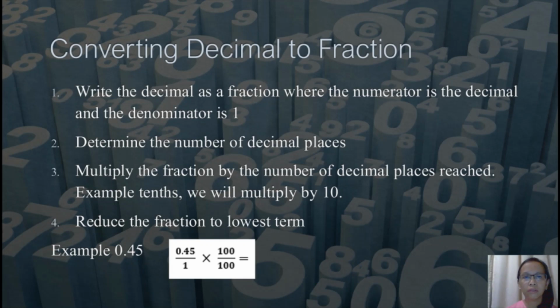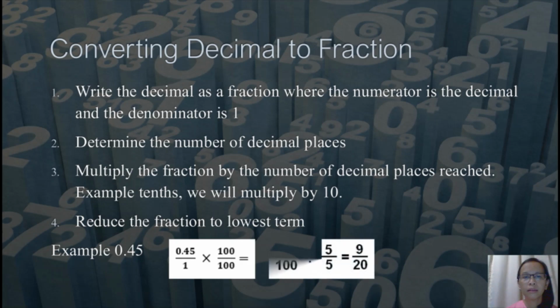0.45, the number of decimal places is hundredths. So we multiply the fraction by the number of decimal places reached. So hundredths, so we multiply it by 100. So we get 45 over 100. Lastly, we reduce the fraction to its lowest term. So we divide it by 5, we get 9 over 20.